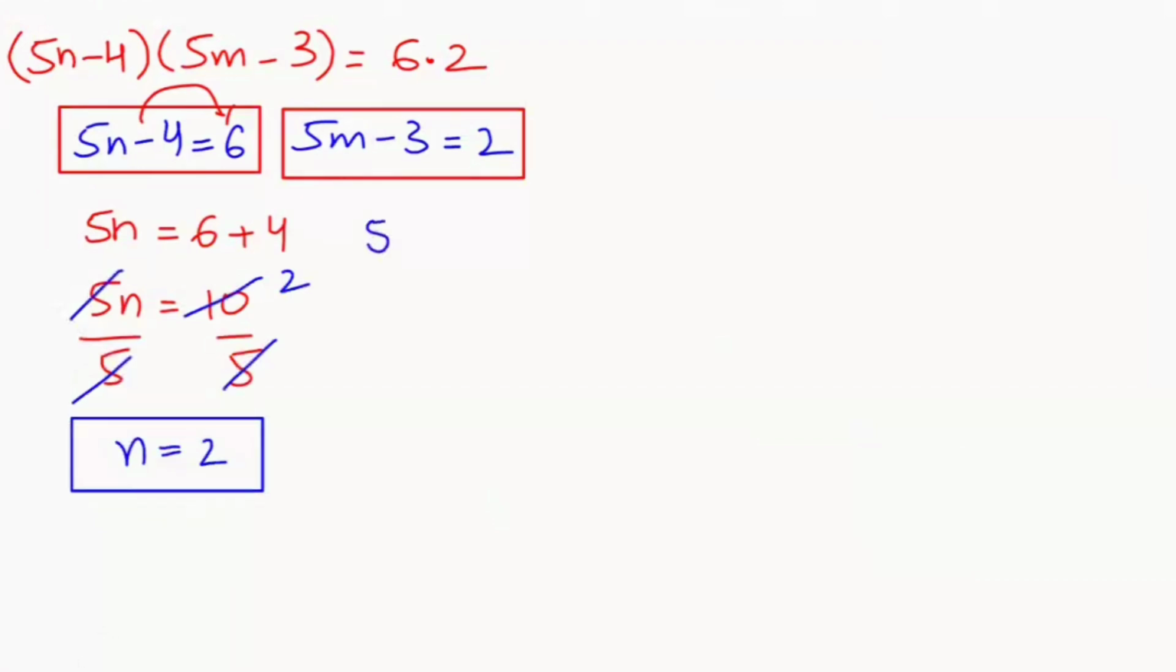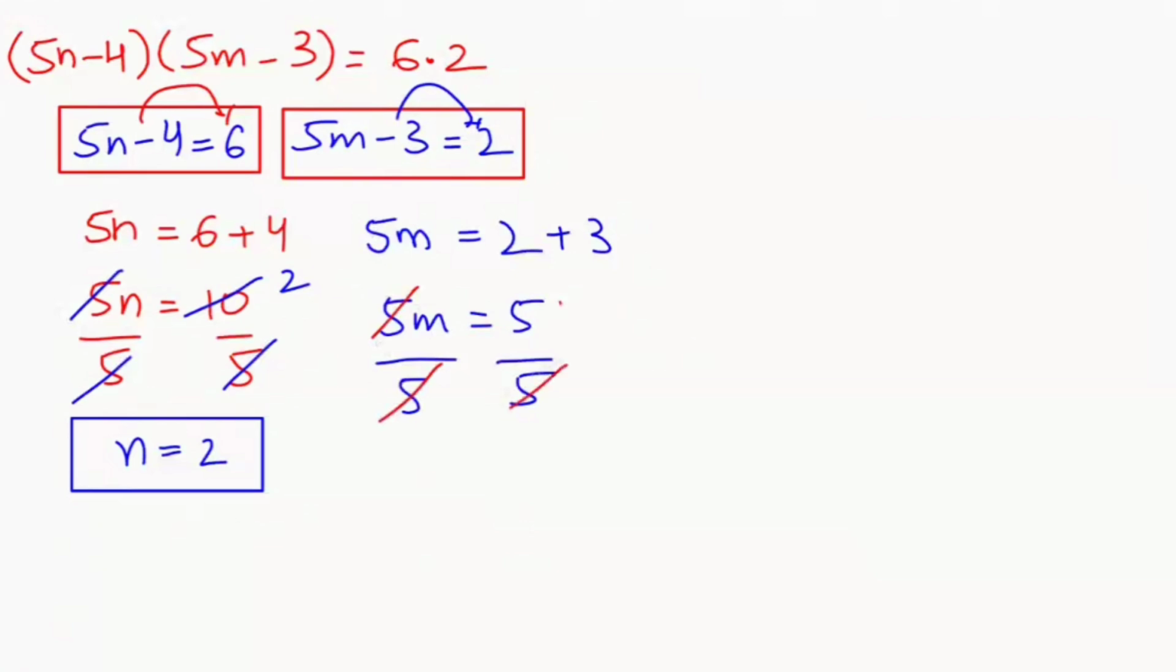So now we're going to solve this for m. This I'm going to take to the right hand side, it turns to positive, 5m is equal to 5. Here 5 is dividing both sides. This and this get cancelled. Here we get m is equal to 1. So here we get a positive integer.